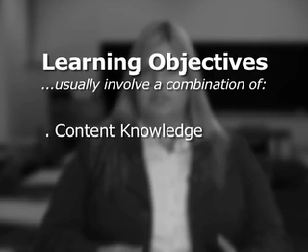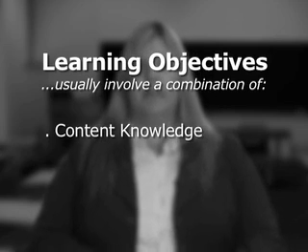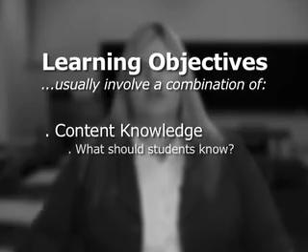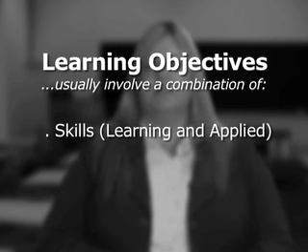The first component of basic course design is to establish learning objectives. Objectives usually involve a combination of content knowledge, skills, and values. Content knowledge refers to topics, material, and course information central to the course, and can be identified by asking, what should students know? For example, a molecular biology course could be approached by listing several main topics that students should know about molecular biology.